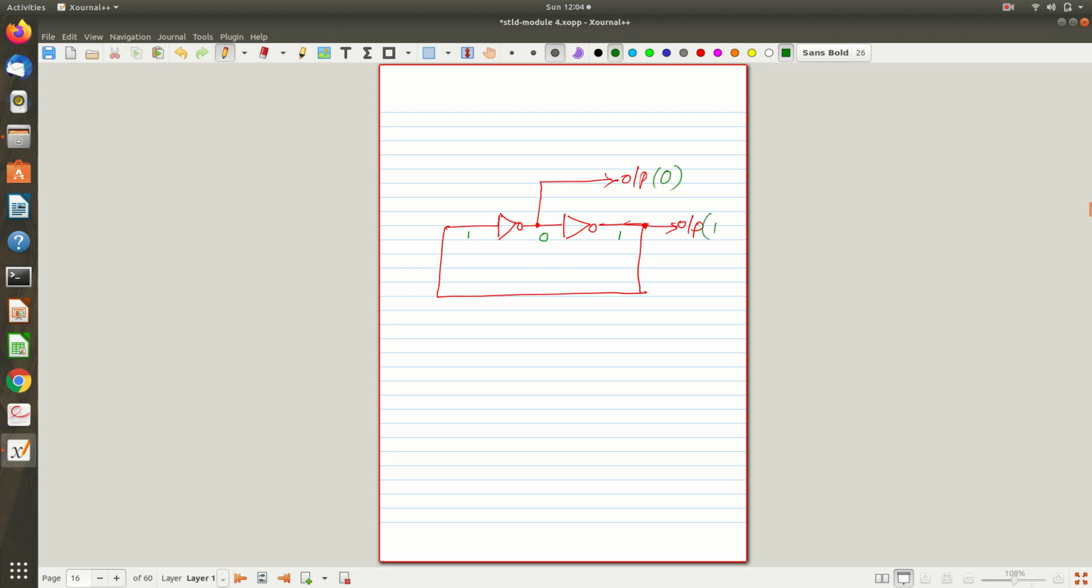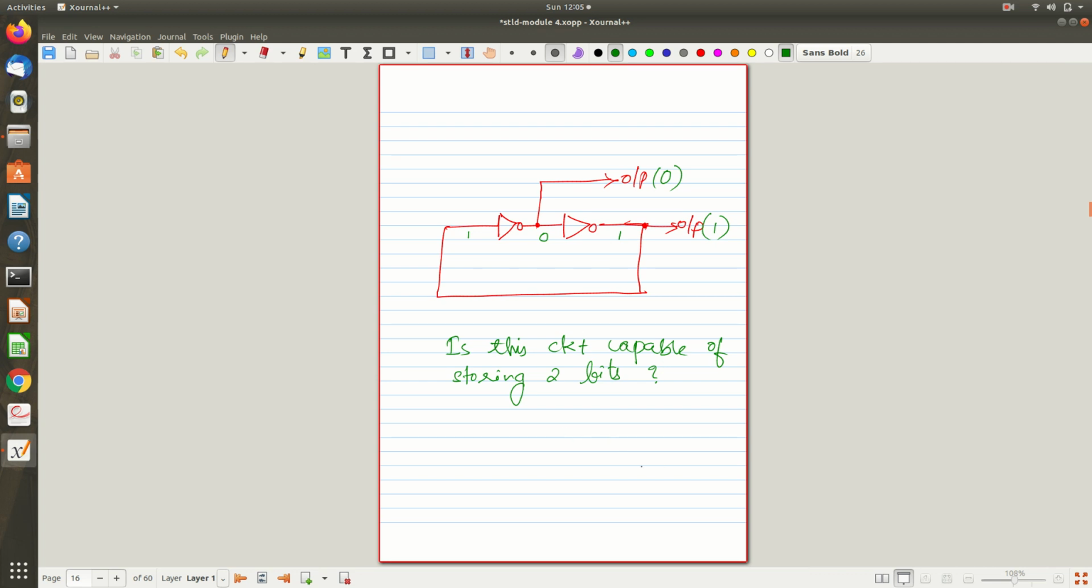Here I am getting 1. So is this circuit capable of storing 2 bits? Somebody might be having this confusion in your mind. What you are thinking is, it's looking like it's storing 2 bits, right? I'm getting 1 always from here, and here I'm getting 0 always from here. So it can store both 0 and 1.